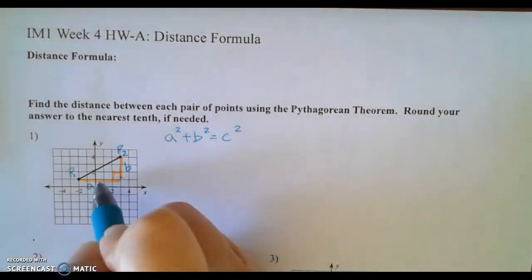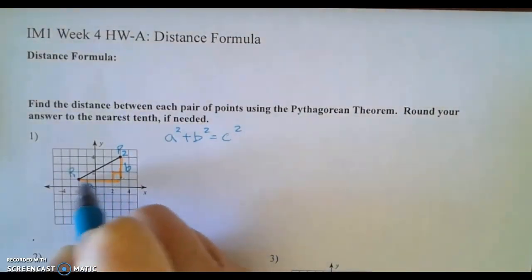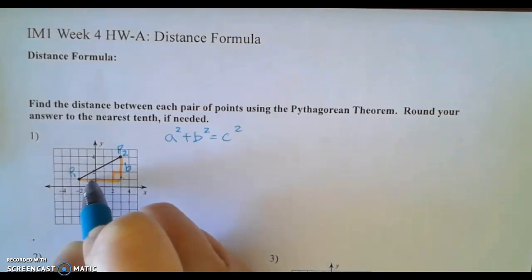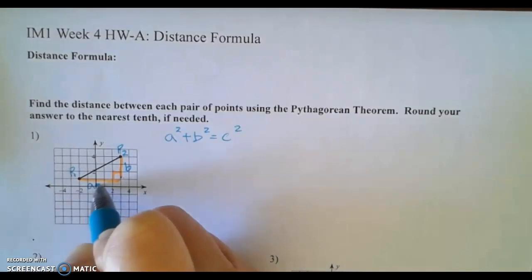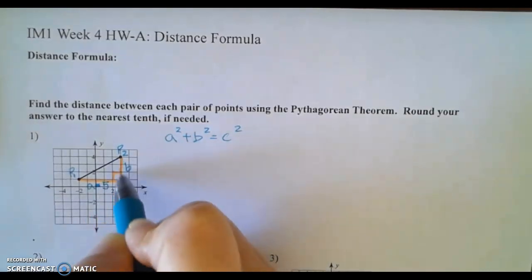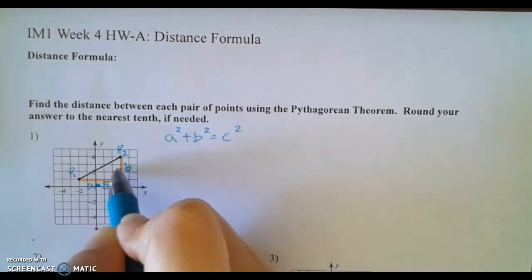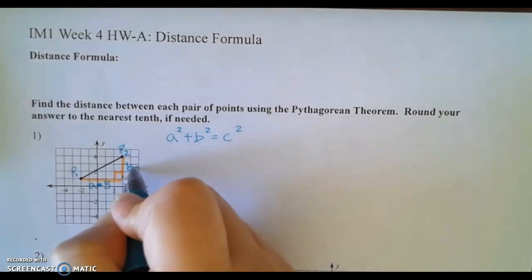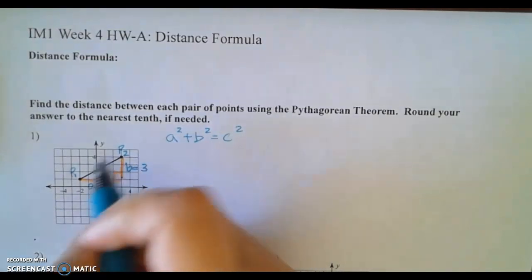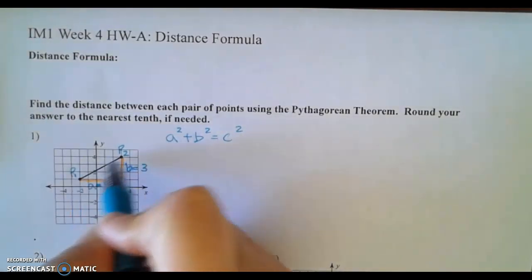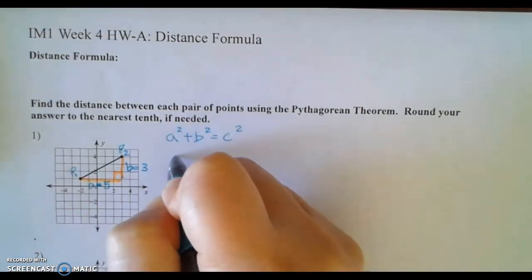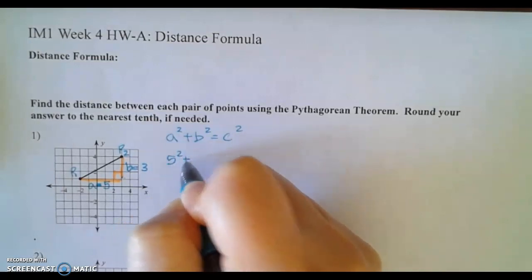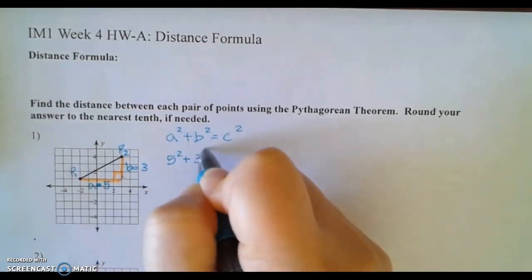So we know a. How long is this base? 1, 2, 3, 4, 5. I count 5 units, 5 squares, so I'm going to write 5 here. How long is the height? 1, 2, 3 squares, so b is 3. Now can we figure out what the distance is? Well, let's plug that in. a is 5 squared plus b is 3 squared.